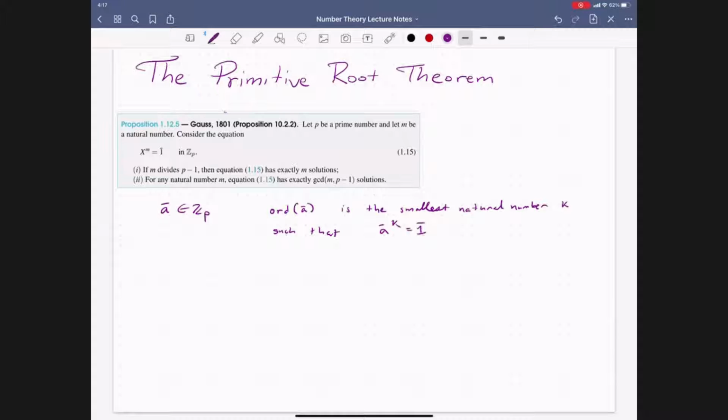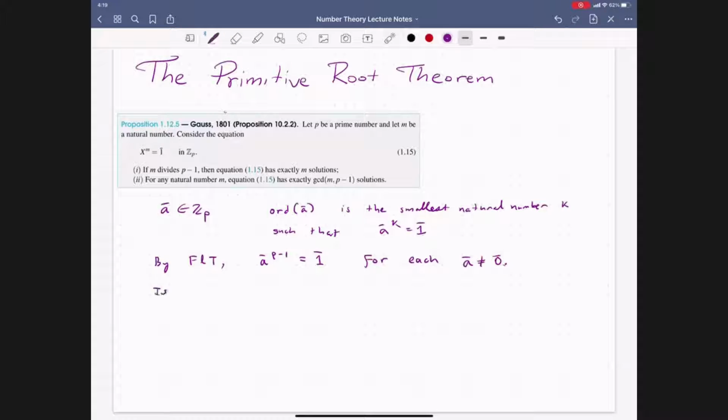Now we know by Fermat's little theorem that a bar to the p minus 1 is equal to 1 bar for each non-zero a bar. So all the non-zero elements, in other words, all those elements a that are relatively prime to p, we have that a bar to the p minus 1 is equal to 1 bar. This led Gauss to ask the following question.